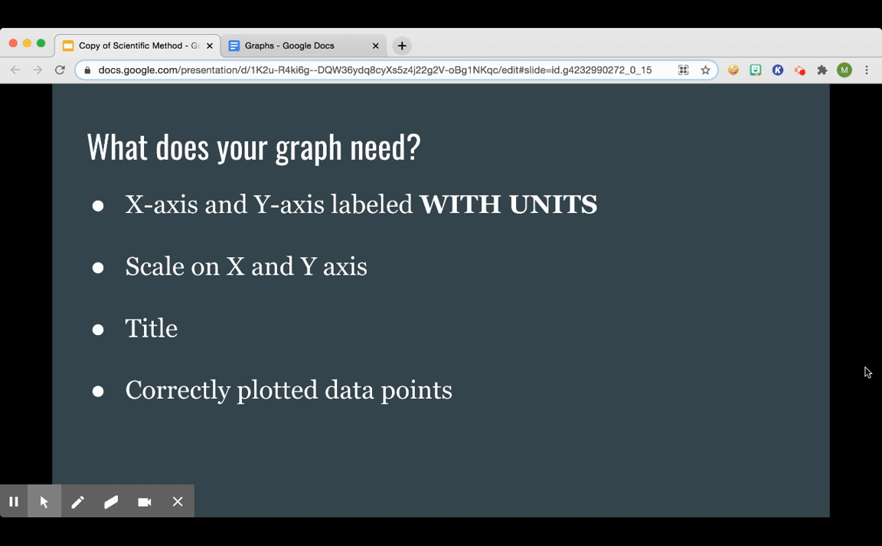What does your graph need? It needs x and y axis labeled with units. So if you're using centimeters, inches, time, whatever it may be, points, you need to have your axes labeled, a scale, title, and correctly plotted data points, or correctly filled in bars if you're using a bar graph, something like that. And that's it.